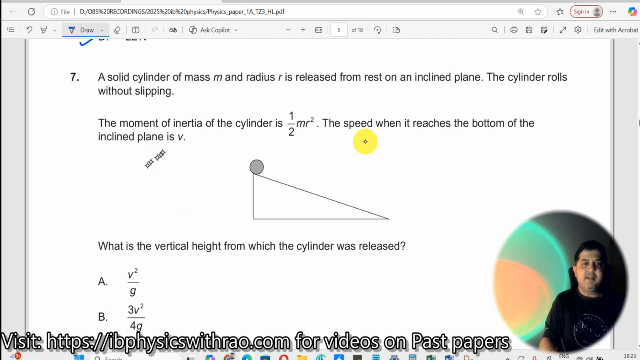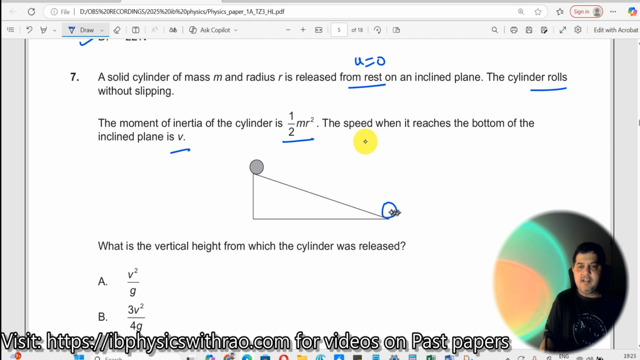Question number 7. A solid cylinder of mass m and radius r is released from rest on an inclined plane. The cylinder rolls without slipping. The moment of inertia of the cylinder is half m r square. The speed of the cylinder when it reaches the bottom is v.